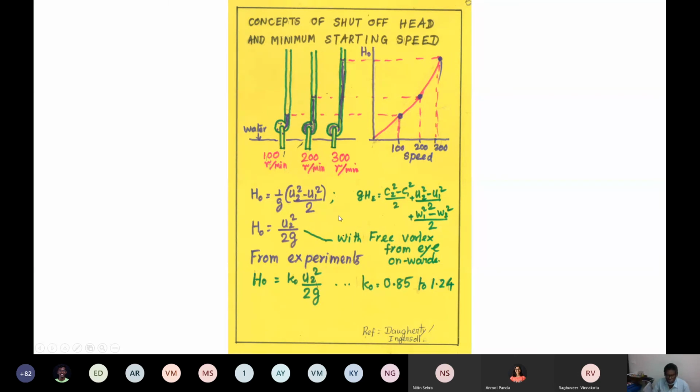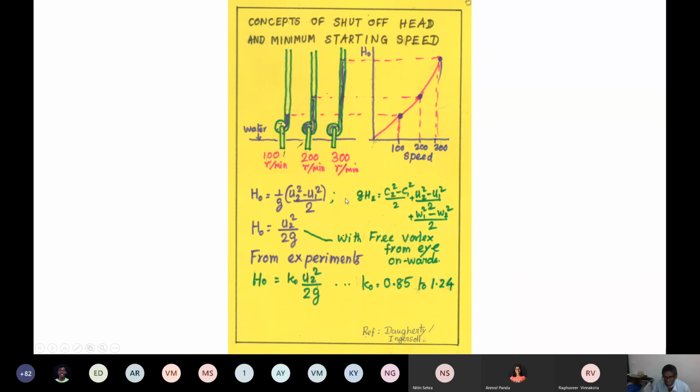So this is how they get H naught. There are 2 equations. Then finally everything is settled by experiments. So H naught equal to K naught into U2 square by 2G, where this K naught has been found between 0.85 to 1.24. So certain calculations one can use this idea and find out the shutoff head.